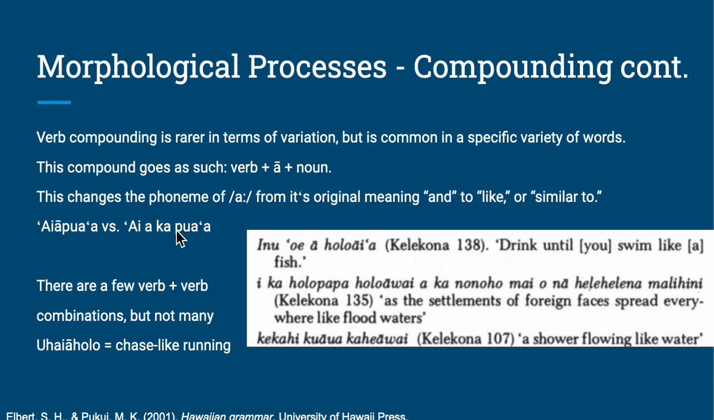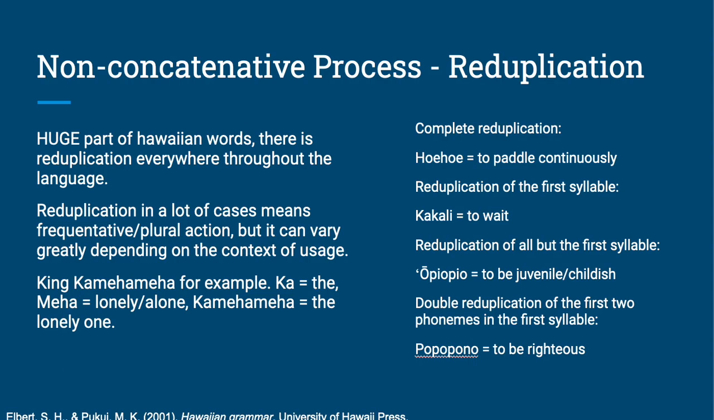Yeah. And there are a few verb-verb combinations, but there aren't a lot. So like uhayaholo. It means chase like running in this case. Because uhai means to like pursue, it's like pursuit or like chasing, and aya is the simile denotation, and holo is running. Well, holoholo is running, but holo is like run. Yeah, that's that. My voice is going. I have to speed through this presentation.